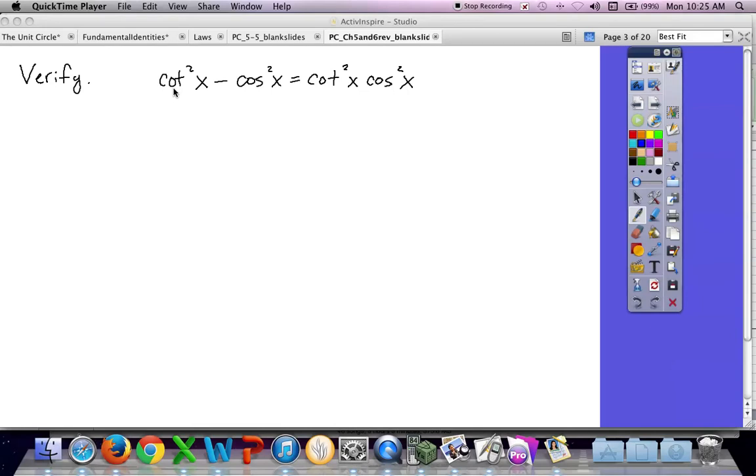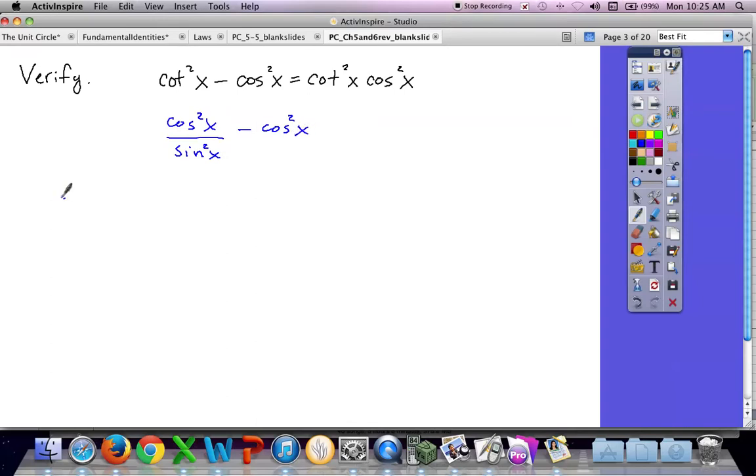It said, if you can't think of anything else, try to change them into cosines and sines. In this case, if we work on what's on the left, that already is a cosine. So let's say we've turned this into cosines and sines. Since it's cotangent, that would be cosine squared over sine squared. And we still have our minus cosine squared of x. Okay, how does that help us along?